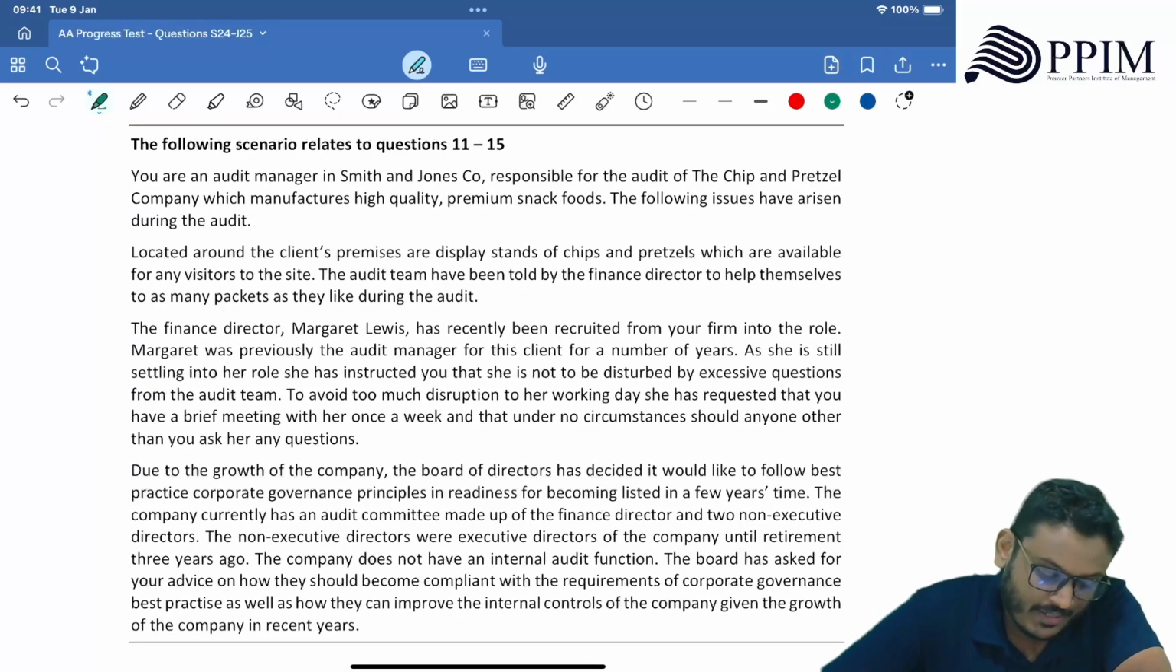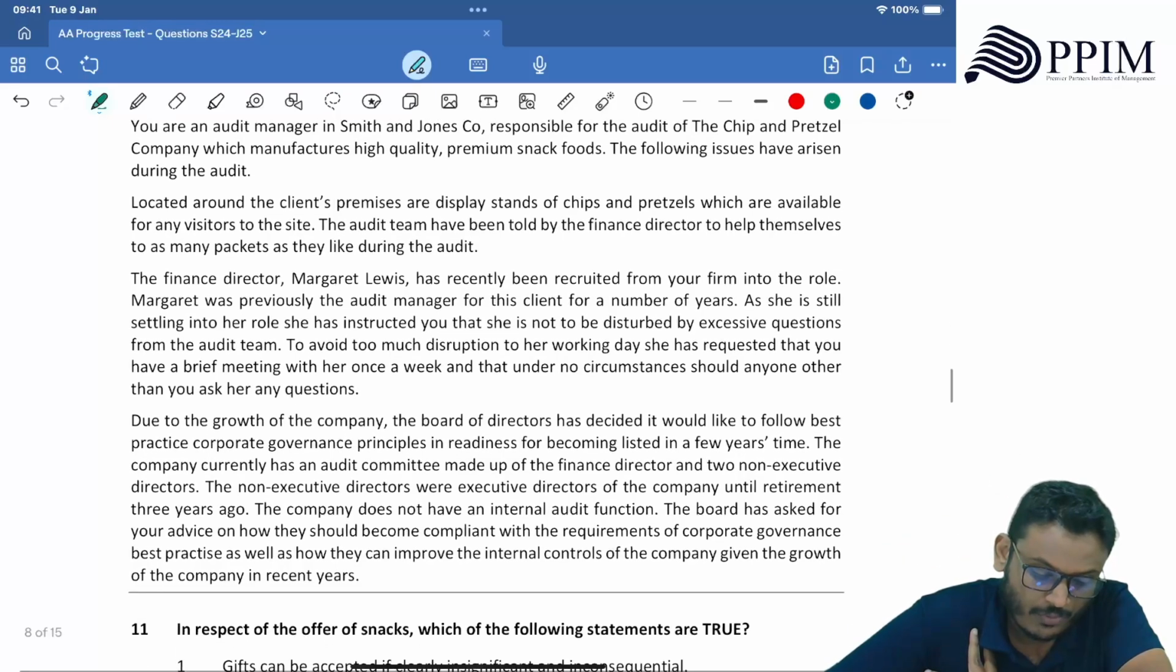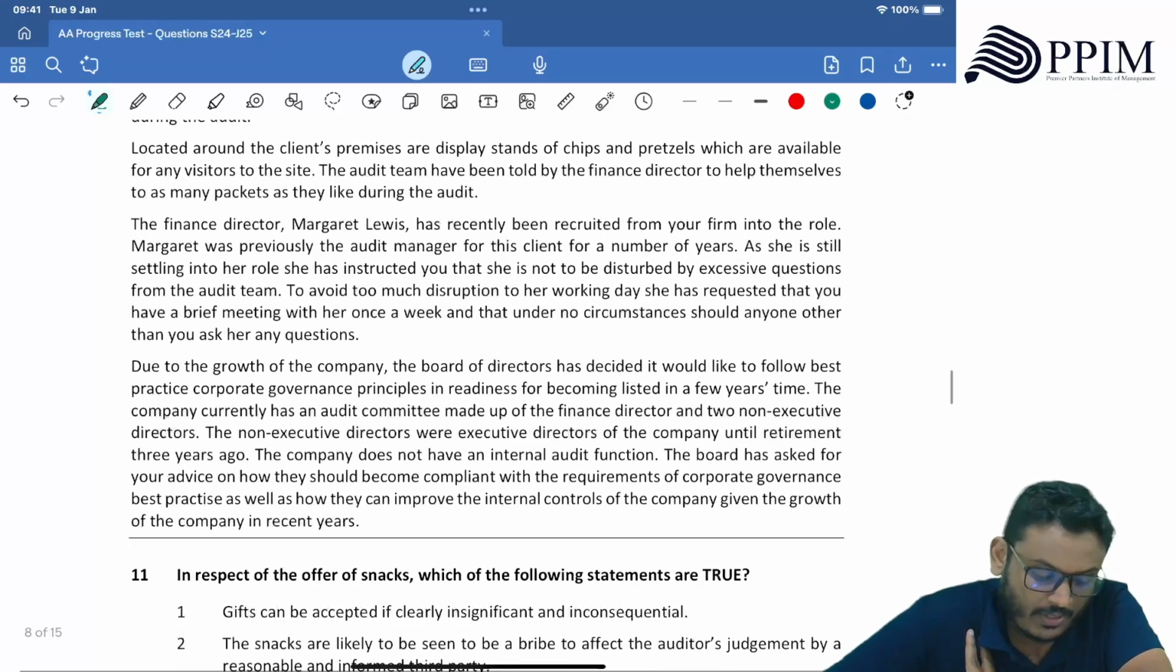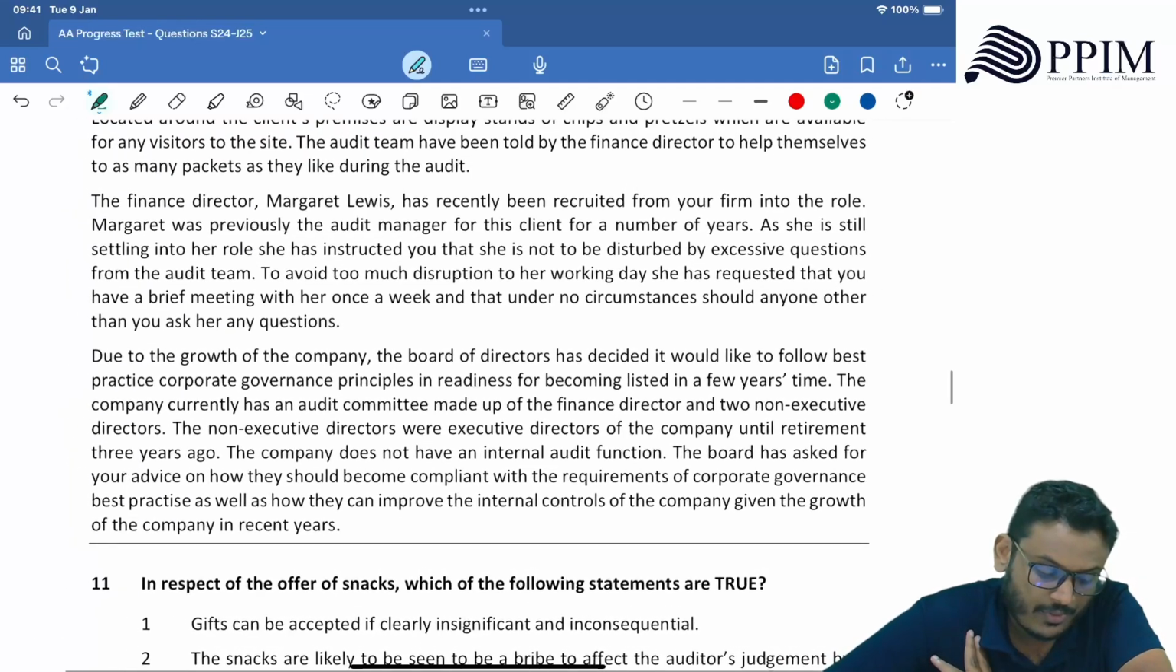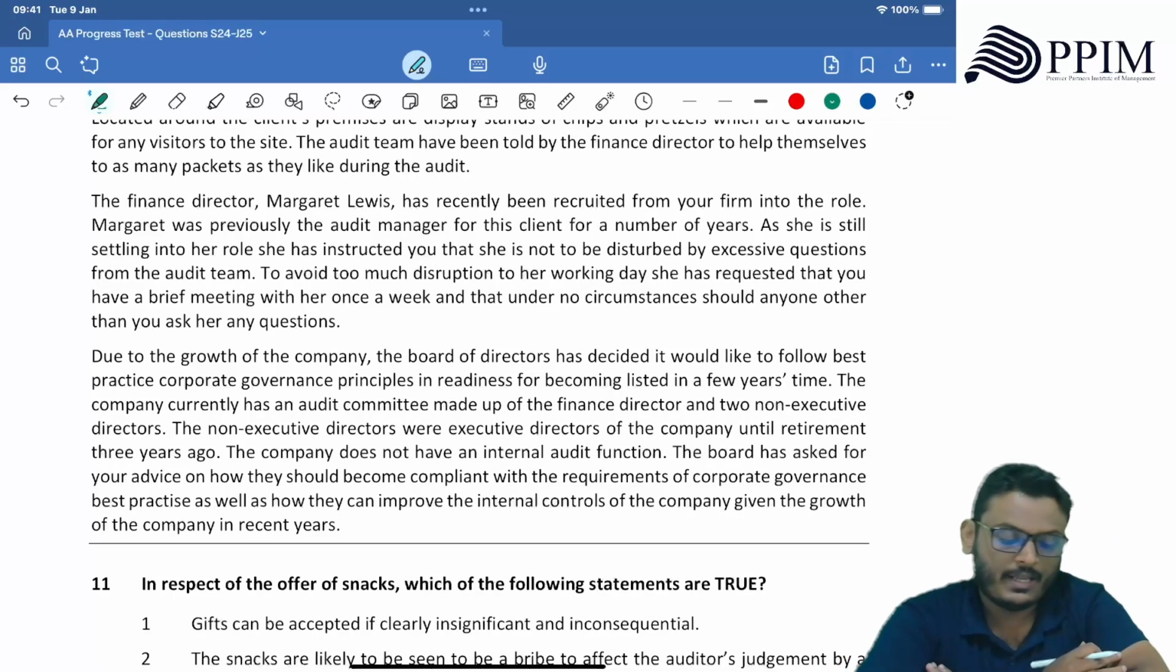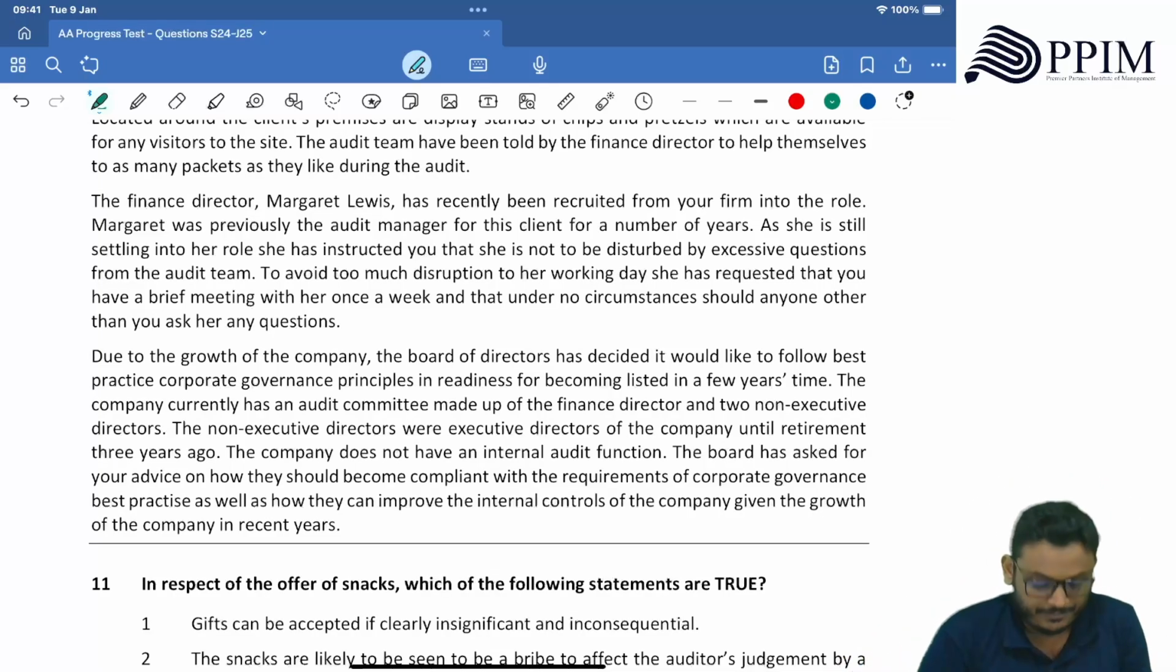You are audit manager in Smith and Johns, responsible for the audit of Chip and Pretzel company, which manufactures high quality premium snack foods. The following issues have arisen during the audit. Around the client premises are display stands of chips and pretzels which are available for any visitors. The audit team have been told by the finance director to help themselves to as many packets as they like during the audit.